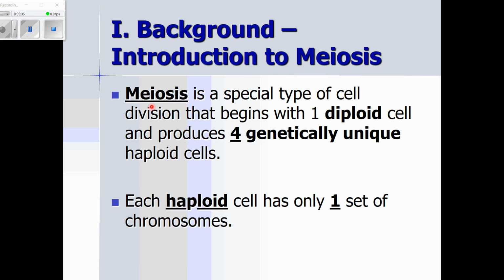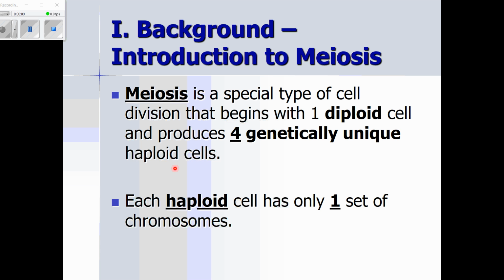Okay, so meiosis, and by the way, that's how you pronounce that. It looks like it would be meiosis, but it's actually pronounced meiosis. It is a special type of cell division that begins the same way as mitosis typically begins. We're still starting with one diploid cell. Both processes start out the same. But meiosis produces not two daughter cells, but four.